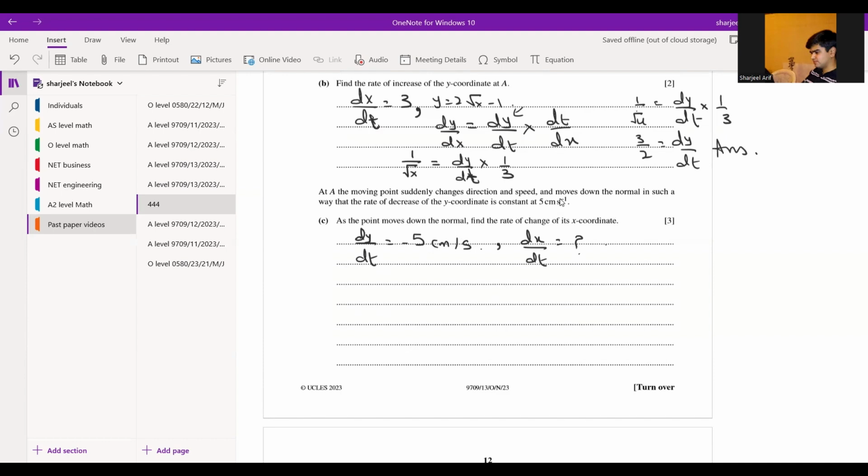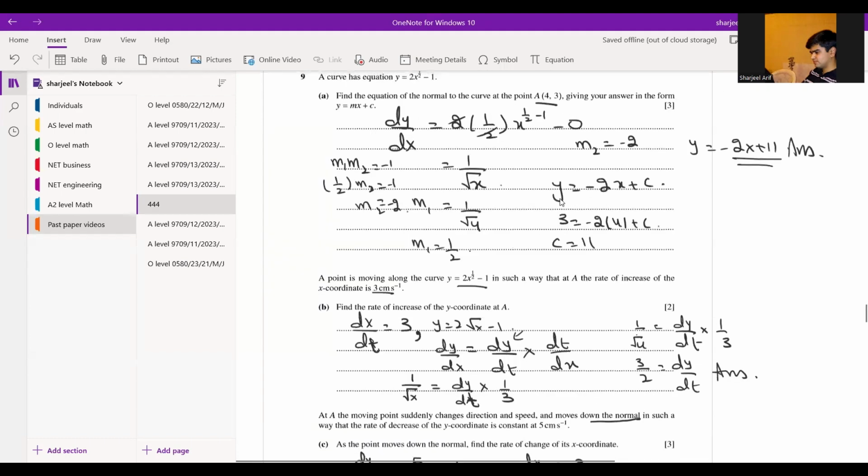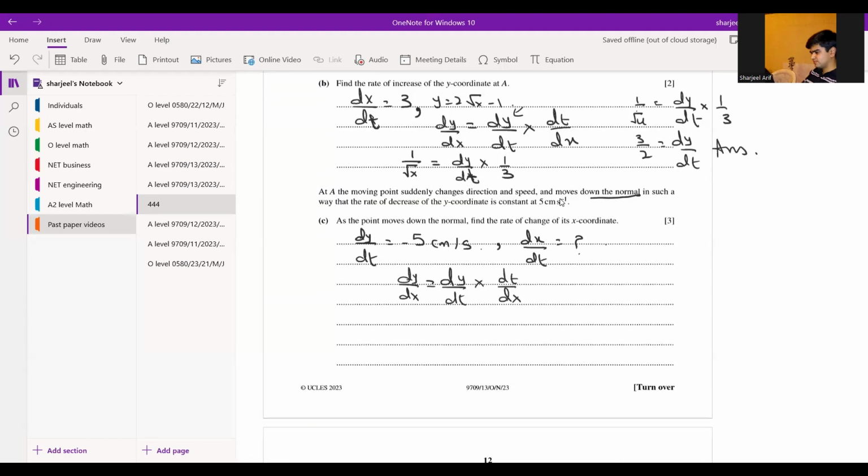And now we need the gradient of the normal because it's moved down the normal. So we will use dy by dx equal to dy by dt into dt over dx. For the gradient dy by dx, we will use the gradient of the normal, which we have found in the previous part, equal to minus 2. So we will use minus 2 here, minus 5 here, and dt divided by dx. Cancel these two to get 2 by 5 equals dt over dx. So dx over dt will be equal to 5 by 2, and that is our answer.